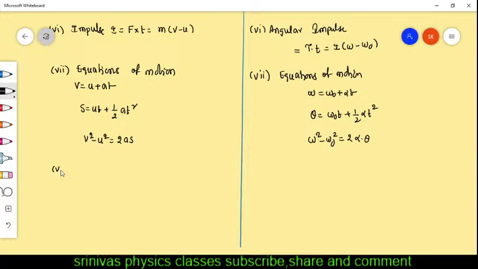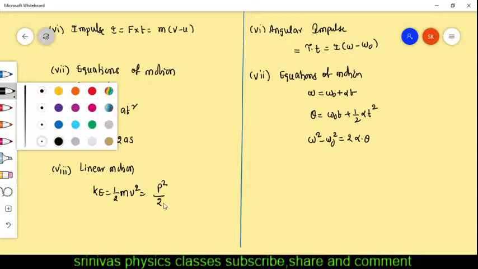Next one is we write eighth one as kinetic energy. In the linear motion, kinetic energy is what? Translational kinetic energy. Yes, the formula is half mv square, or otherwise we can also use p square by 2m. Is that right? Another formula we use is p square by 2m also.